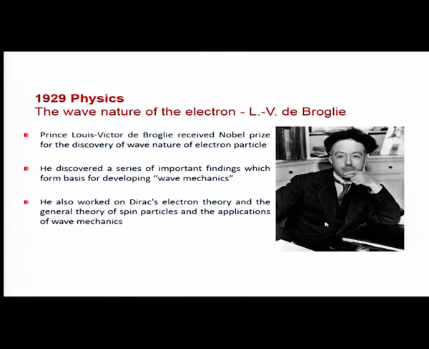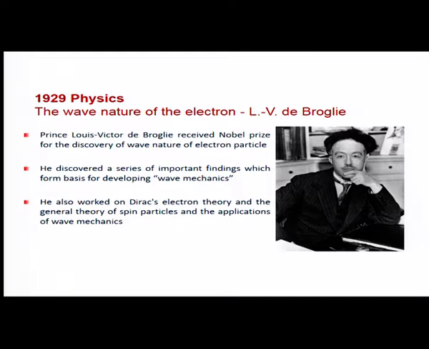In 1929, the Physics Nobel Prize was awarded to de Broglie for his discovery of the wave nature of the electron. This is called a dual nature. These electrons sometimes behave like a particle and sometimes like a wave. When we talk about a wave, we talk about wavelength. When we talk about a particle of, let us say, mass m moving with velocity, we talk about momentum, the product of mass and velocity, that is mv.